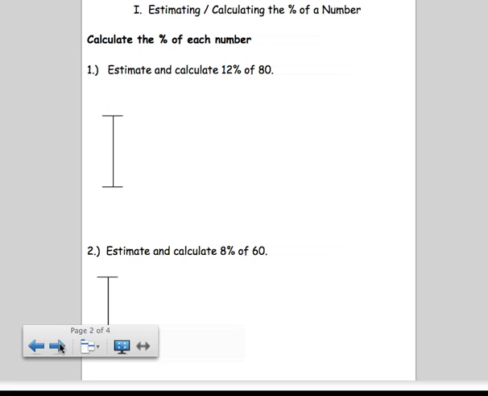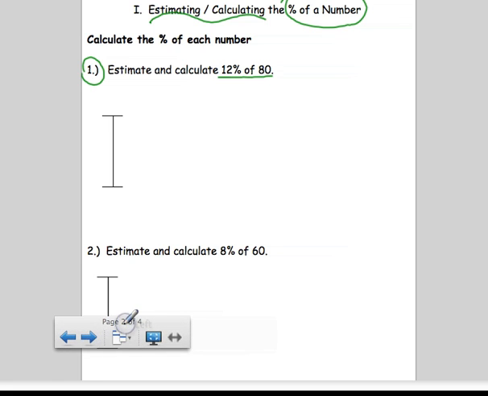So we're going to look at 2 different skills here. The first is how you estimate and calculate the percent of a number. For all these examples, we're going to calculate the percent of each number, but we're going to use our estimate to make sure it makes sense. Number 1, estimate and calculate 12% of 80. I'm going to estimate it first, then show you how to calculate it, and then you're going to try yourself.